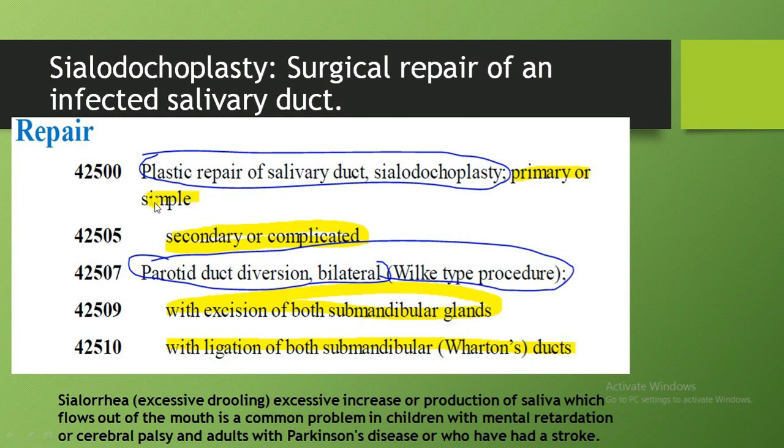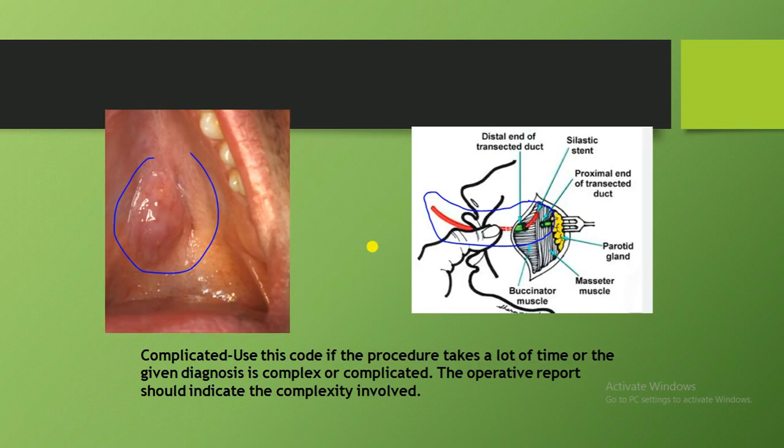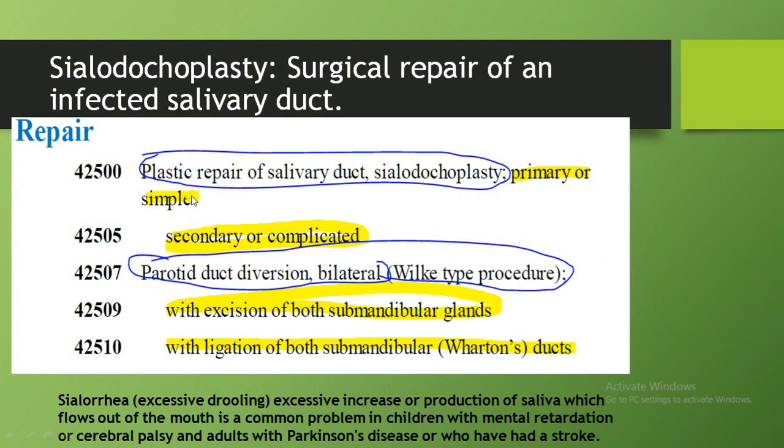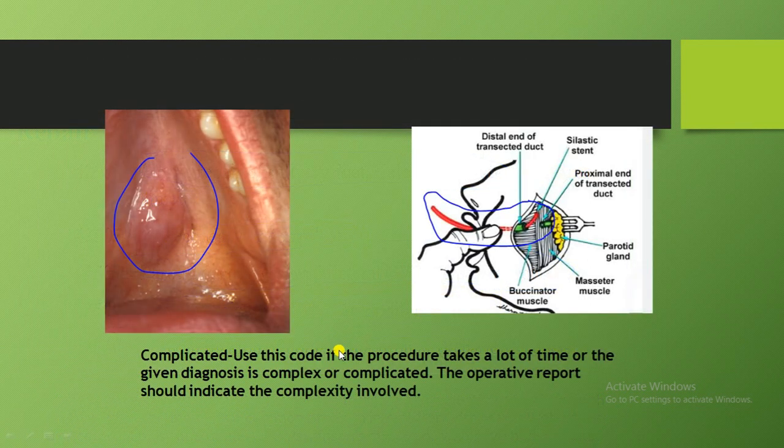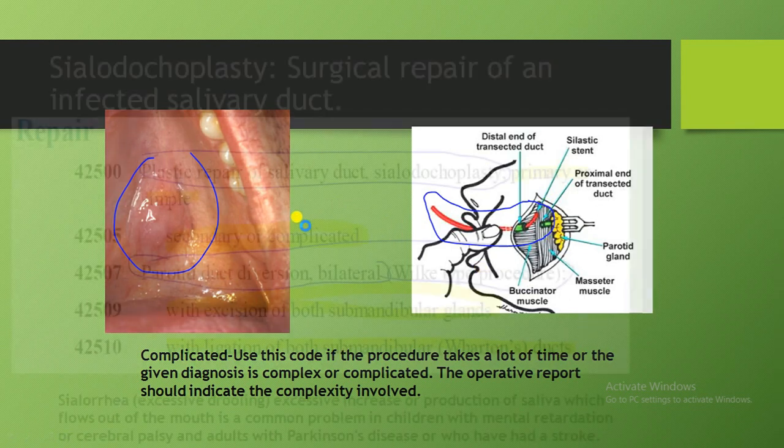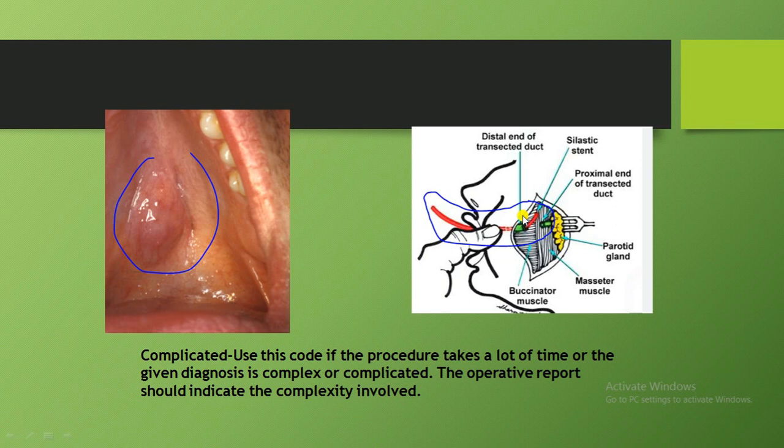Here, there is a simple and a complicated repair. So when do we consider it a simple repair and when a complicated procedure? When the diagnosis is not a complicated diagnosis, the provider will do the procedure, and it doesn't require a lot of time. The procedure will not take a lot of time. In those cases, we can consider it a simple repair. When do we consider it complicated? When the procedure takes a lot of time. The procedure is the same in both: the provider will pass the tube into the duct to treat the infection.